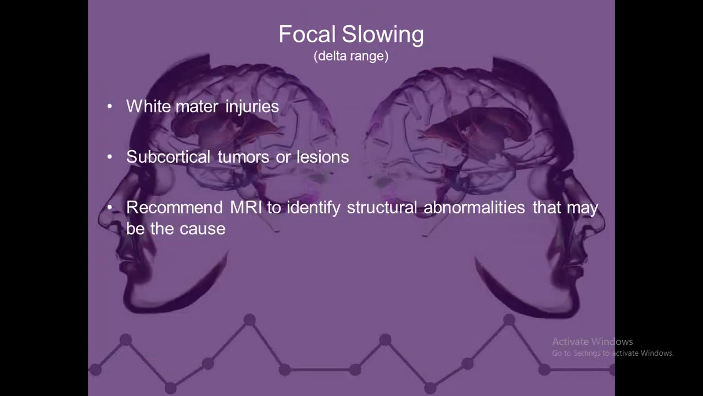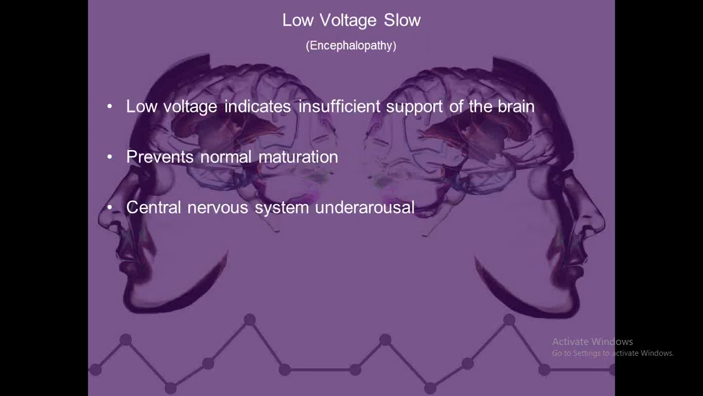Okay, focal slowing in the delta range, the 1 to 4 hertz, usually is indicative of a deeper white matter injury. Could be subcortical tumors or lesions. We recommend MRIs on some of these. 90% of the time you refer for an MRI, it's going to come back unremarkable, as they call it. But there are some that we definitely want to look at in regard to this type of activity.